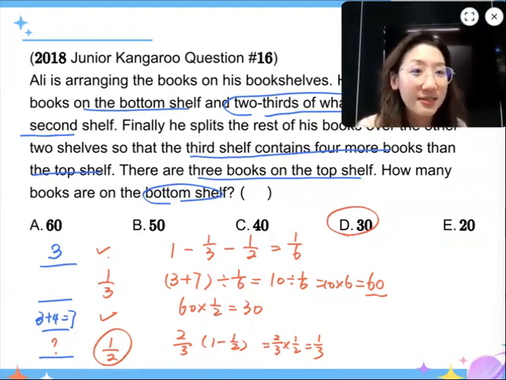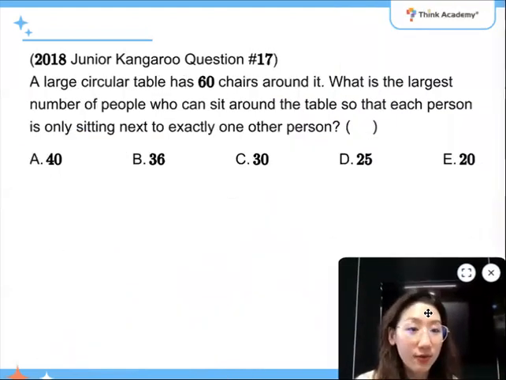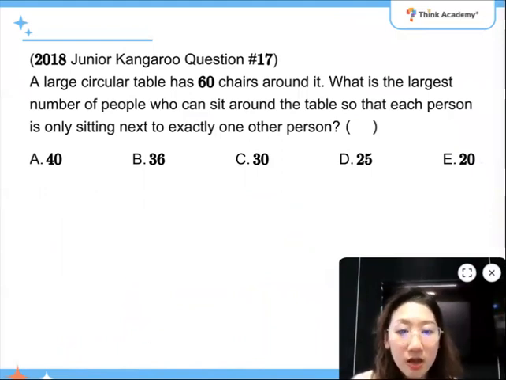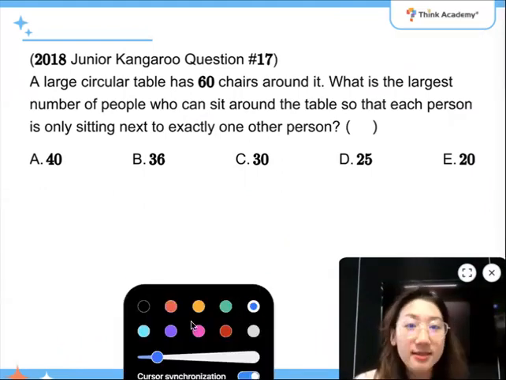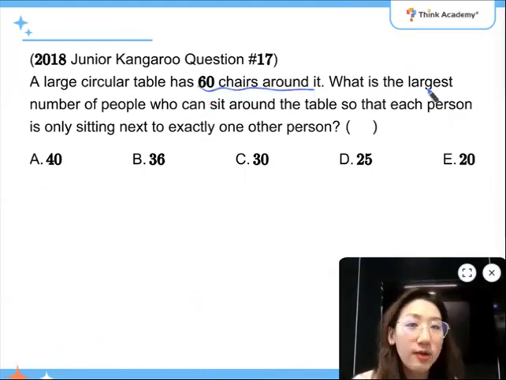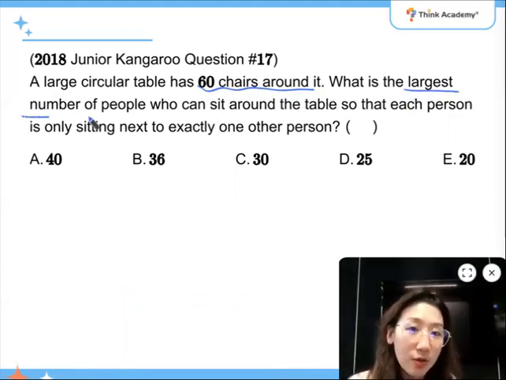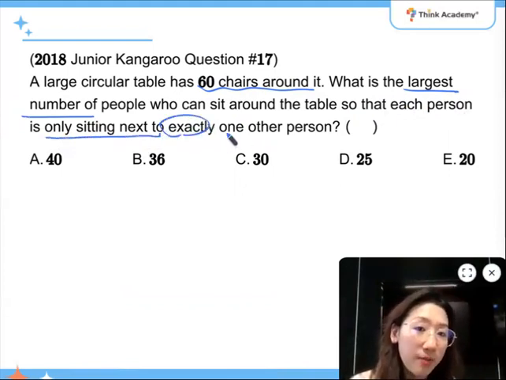Right, so that's this question. Now let's look at question 17. So here, a large circular table has 60 chairs around it. What is the largest number of people who can sit around the table so that each person is only sitting next to exactly one other person?